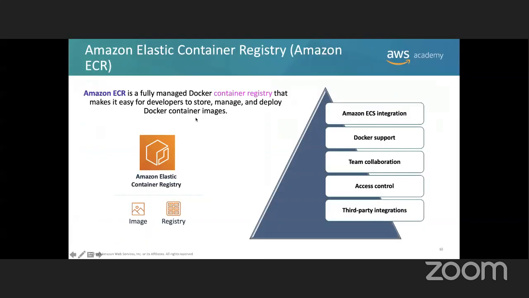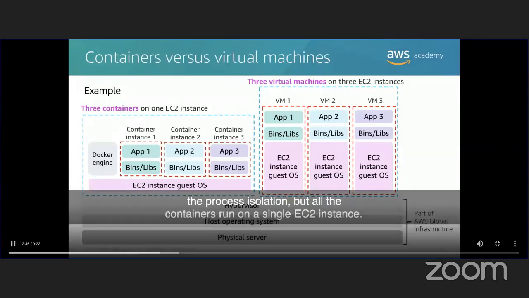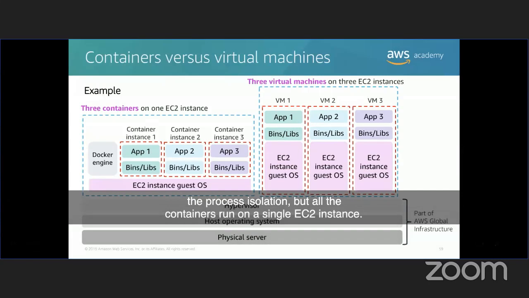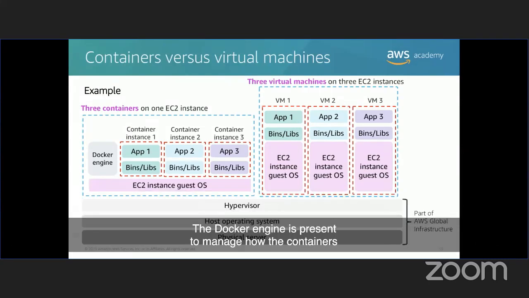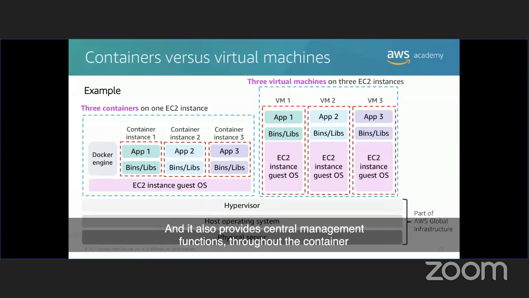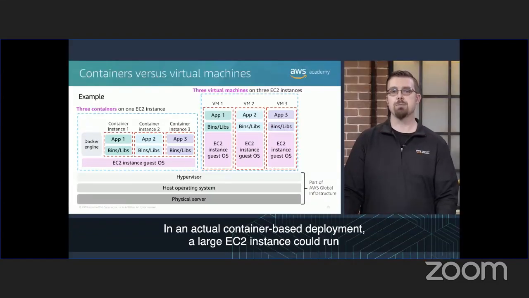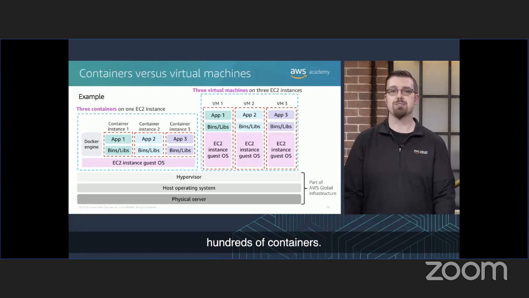In this container-based deployment, each app runs its own container, which provides the process isolation, but all the containers run on a single EC2 instance. The Docker engine is present to manage how the containers interact with the Linux guest OS, and it also provides essential management functions throughout the container lifecycle. In an actual container-based deployment, a large EC2 instance could run hundreds of containers.